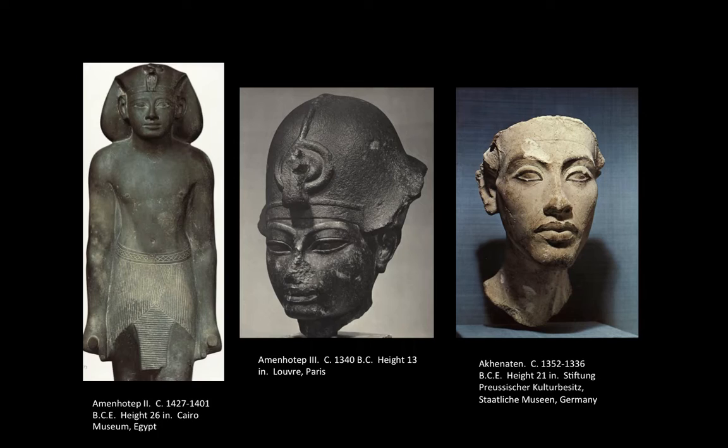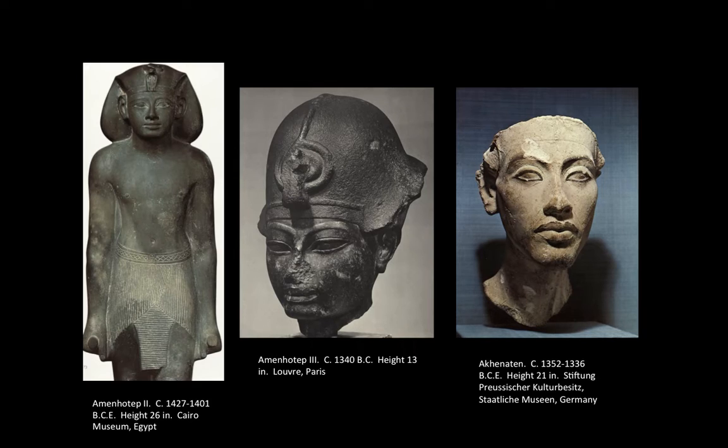Now, what brought it about? Why do we see such a dramatic shift in art? Here we have 3 rulers, and this is the succession. So Amenhotep II was first. He's on the far left here. Then Amenhotep III, and then Akhenaten on the far right.